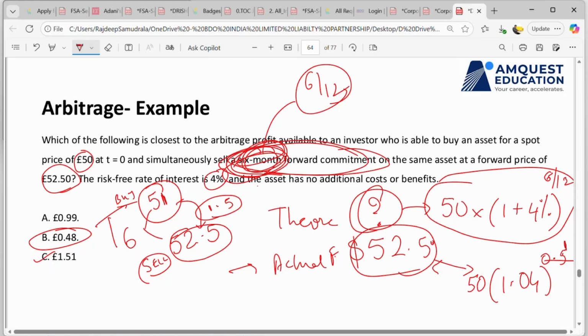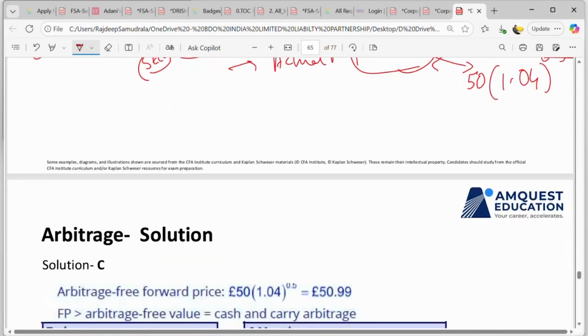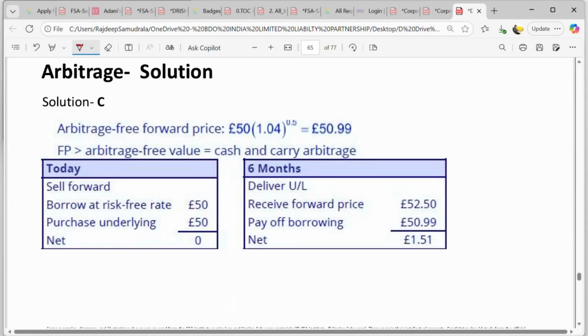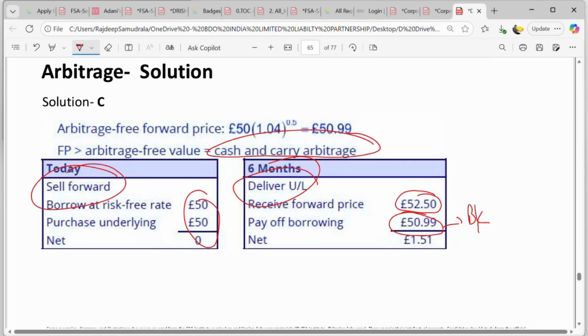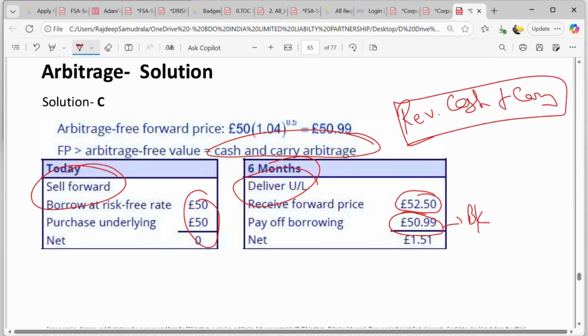Is that clear? Okay. So good example to understand what is the arbitrage pricing. And this is exactly what I explained to you. I'll sell the forward and I'll buy the asset. If I sell the forward, I do this today, and now after 6 months, I will receive 52.5 and pay the bank loan. I'll pay the bank 51 from there. I'll get 1.5. Okay. So sometimes they may also ask you what is the mechanism of cash and carry, or how will you do the reverse cash and carry.